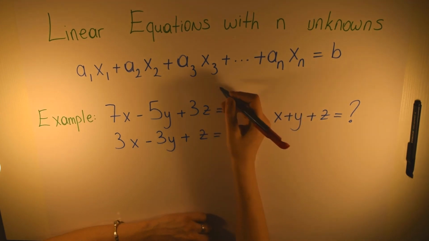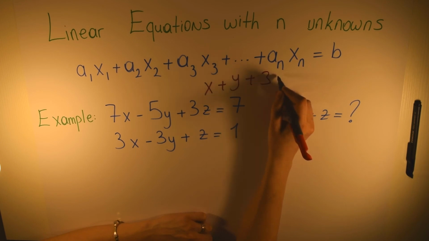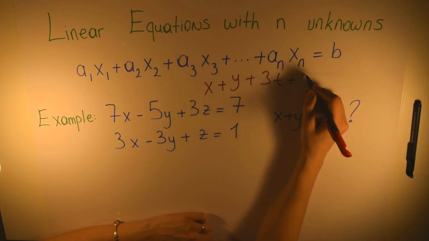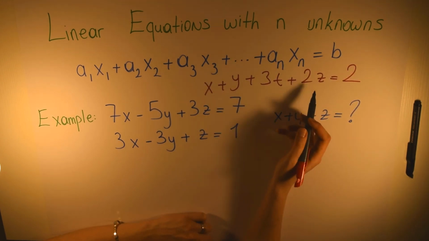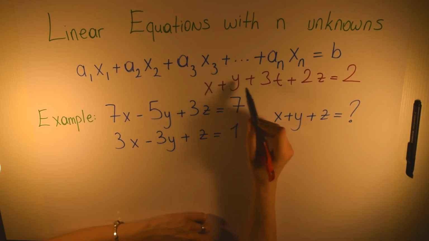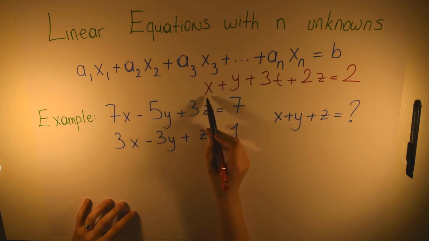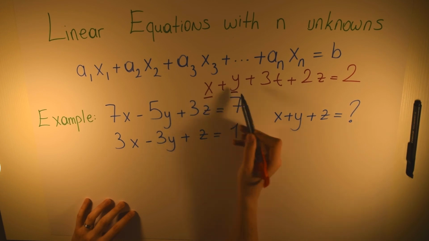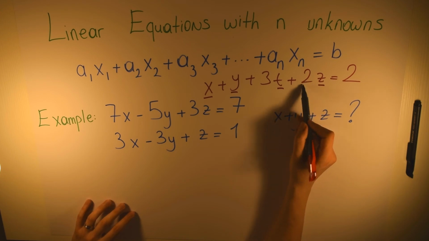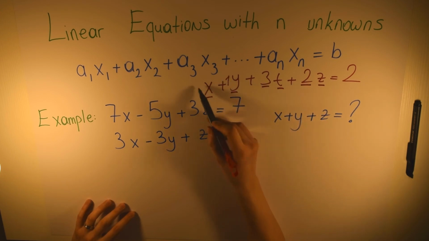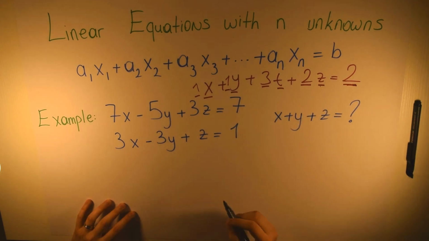So it can be, for example, x plus y plus 3t plus 2z is equal to 2. Okay, this is a linear equation with 4 unknowns. Let me go with this example. Here are x, y, t, and z. These are our unknowns, and these 2, 3, 1, 1 are our coefficients, and this 2 is our constant term.